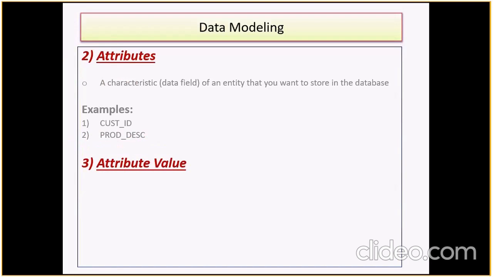Attribute value. What is the value of your attribute? As we discussed, employee name and employee email ID are the attributes. But the exact value, like myself, Prashant: employee name is Prashant, employee email ID is psontakke@gmail.com. So these are attribute values. Prashant and the exact email ID are the attribute values.